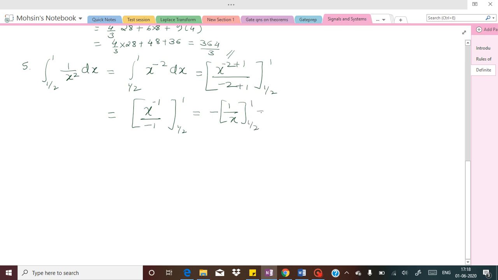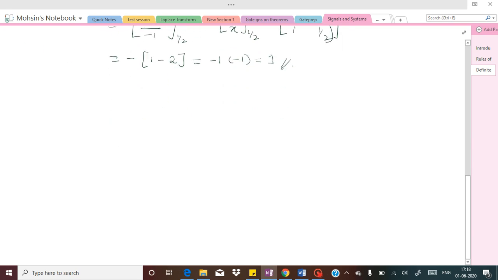and let us write the limit 1 by 2 to 1. Now we can substitute the limits here, so minus in the bracket, first limit is 1, so 1 divided by 1 minus second limit is 1 by 2, 1 divided by 1 by 2, therefore minus 1 minus, so this 2 will go to the numerator, so it will become 2, so minus of minus 1 is equal to plus 1.